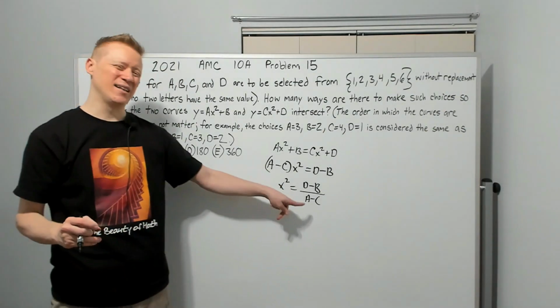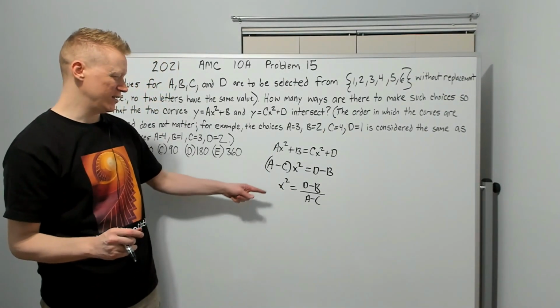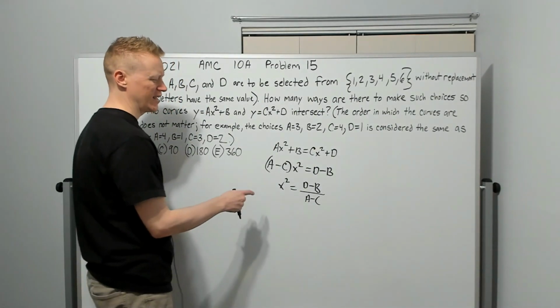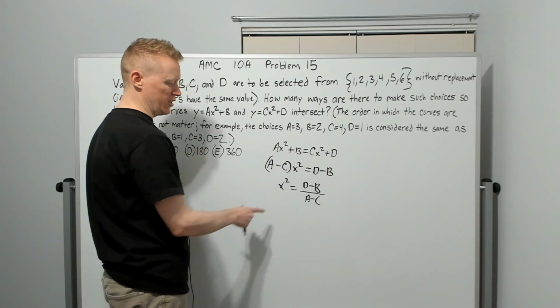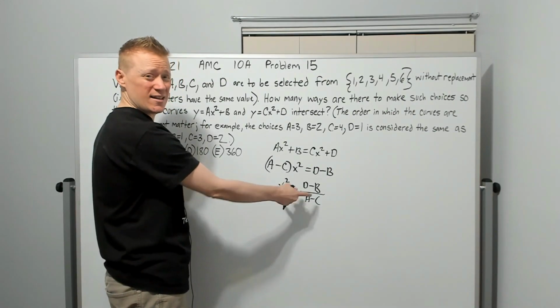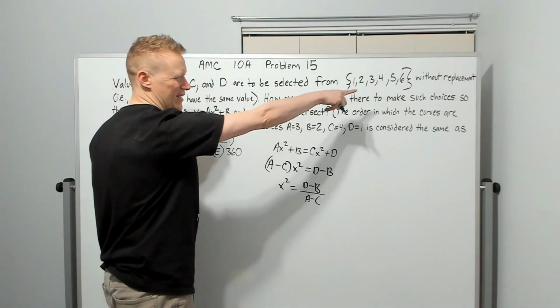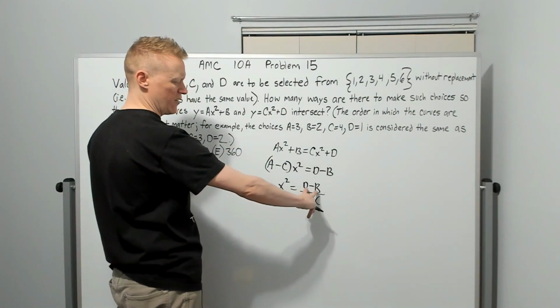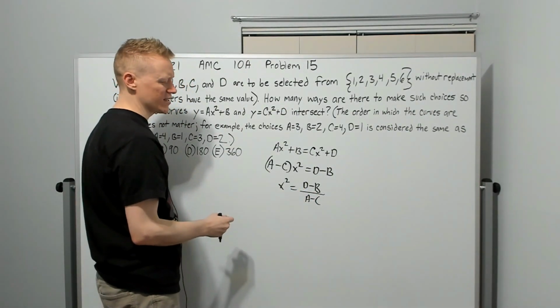We just have to analyze what we've got. Well, this is something squared. It needs to be a real number for them to intersect. It will only be real. First off, A cannot equal C. That would make it 0, but it already can't equal C because the two letters can't have the same value. We don't have to worry about D equaling B for the same reason.